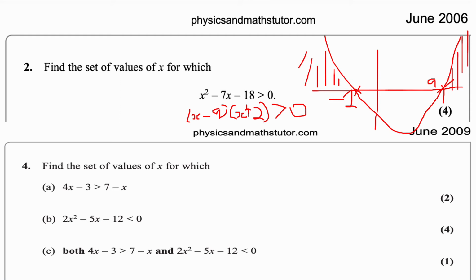The question's asking us, when is the quadratic curve above the x-axis? It's above the x-axis at x is less than minus 2, or x is greater than 9. So it should be a 2 there, guys. It looks like a 1. Oops.